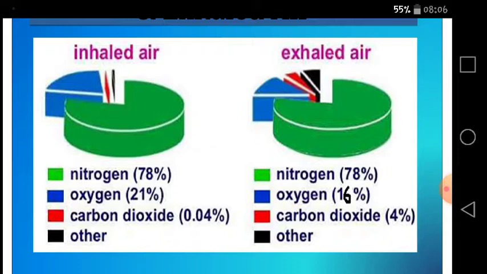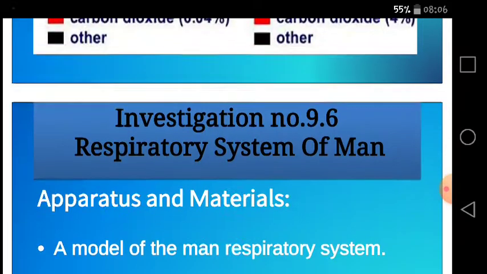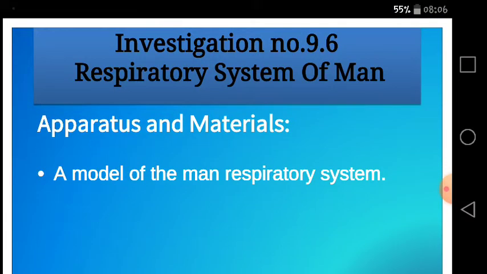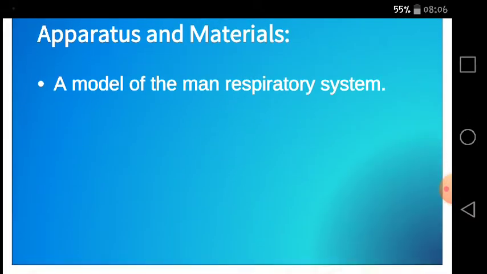After having this comparison, now we are moving towards our first investigation, investigation number 9.6 according to your book, and this is the respiratory system of man. The apparatus and materials required for this investigation: we need a model of the human respiratory system.